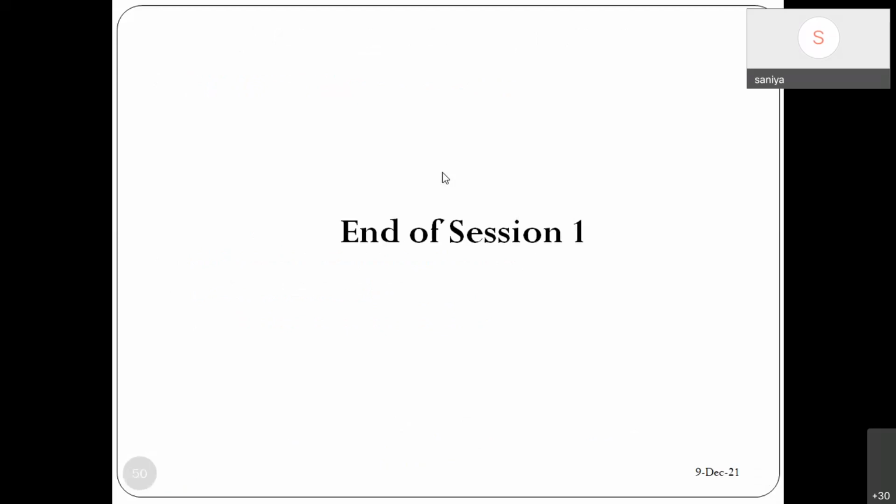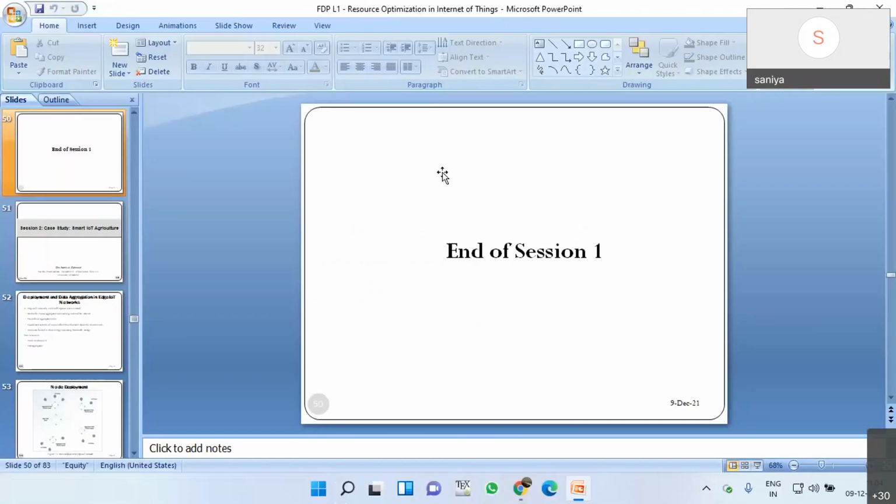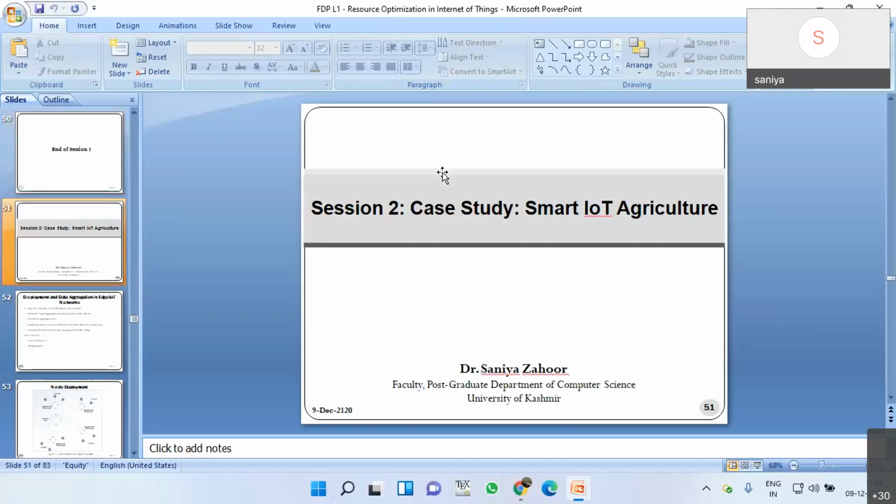So this is my session one. I would like to take a break for maybe 25 or 30 minutes. After that, I'm going to start session two, which will be the case study, and I'm going to deliver the session on smart IoT architecture.